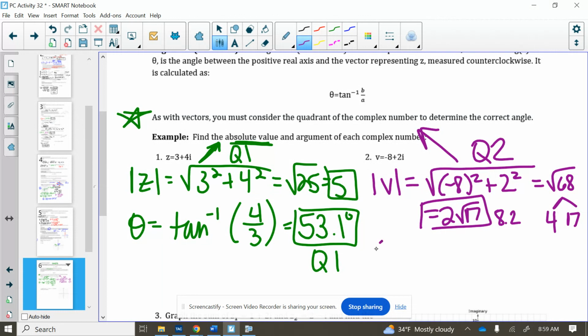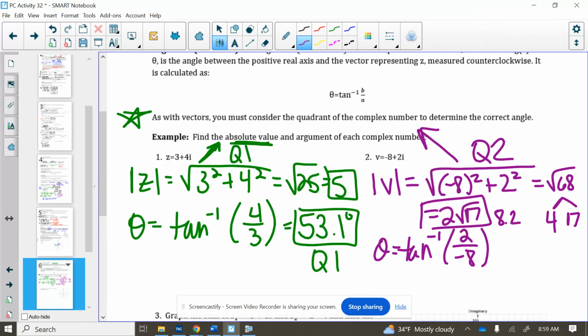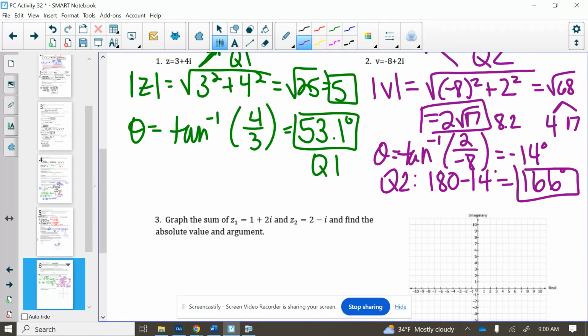This time, if we take tan inverse of our b value divided by our a value, tan inverse of 2 divided by -8 ends up being -14 degrees, which is not officially a quadrant 2 pointing direction. So again, we want to be careful to make sure that our vector's direction makes sense. We can do 180 minus that reference angle to figure out our quadrant 2 equivalent value of 166.